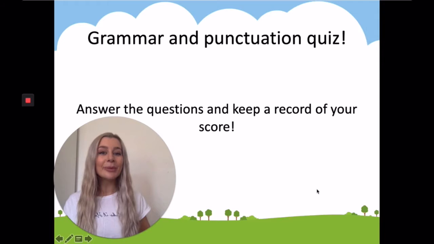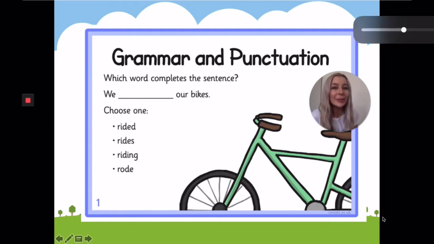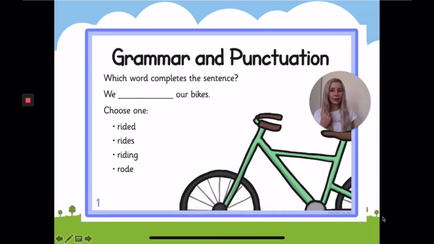Okay, so time for a little quiz now. I want you to have a go at answering these questions. So, which word completes the sentence? We blank our bikes. Is it we rided our bikes, we rides our bikes, we riding our bikes, or we rode our bikes? Choose one, write the word down, and then I'll move on to the next one.